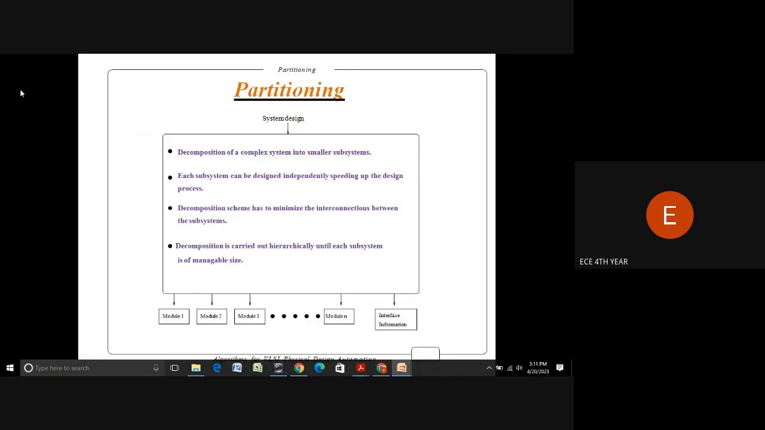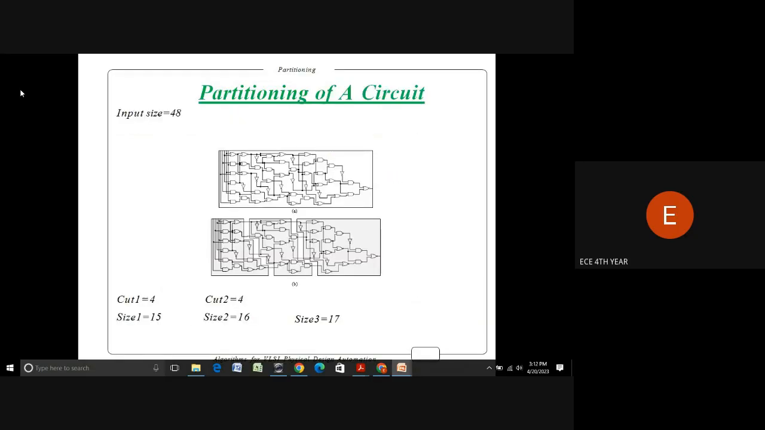And I have discussed the very basic knowledge of partitioning. What is partitioning? Why is it needed? If anyone is new in the class, that is why I'm giving one prerequisite from yesterday's class, because today's topic will be the continuation of yesterday's class. So we can divide a bigger design into sub modules, and this is very basic.